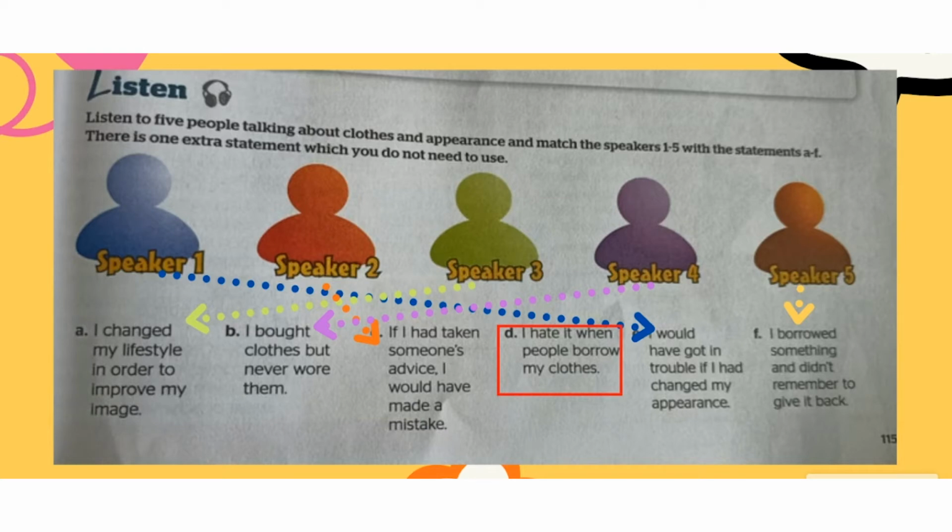activity is statement D: "I hate it when people borrow my clothes." In this activity, none of the speakers said anything about borrowing clothes or hating something. So D must be excluded from the speakers and the statements. Okay, so this is the answer.